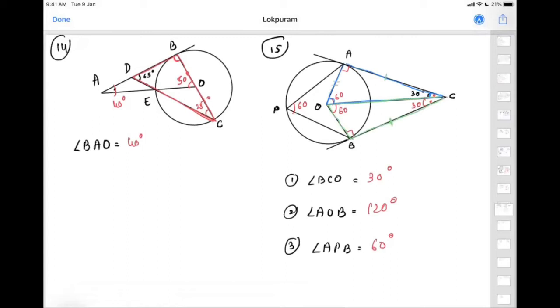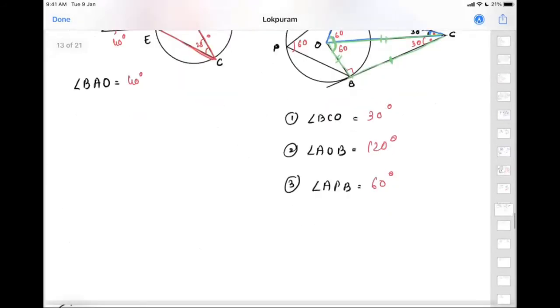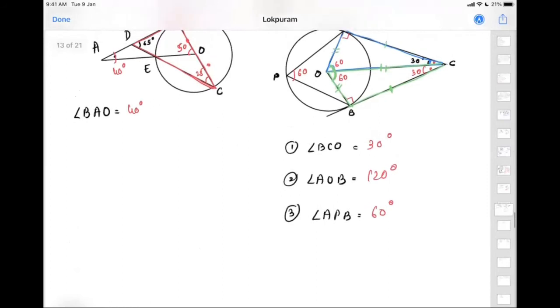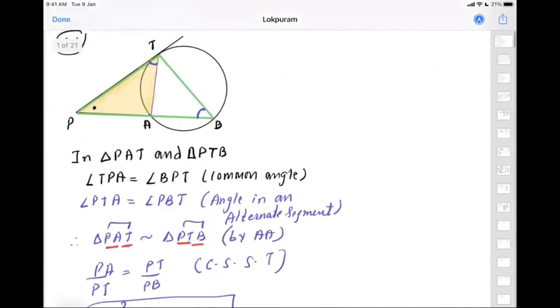Sir, one minute. AOB is equal to APB, right? AOB is twice APB, right? AOB is the angle at the center. Yes sir, you have written 60 and 60, so total is 120. Okay, 120. Understood? Yes sir. So the angle at the center is twice the angle at the circumference, and the circumference angle is half of the center's. Yes sir.